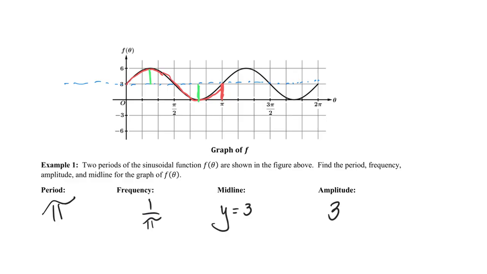Now look what we did. If I start at the y-axis where my angle measure is 0, I started at the midline and went up. That's a sine curve, right? Now, later on we'll find out that I could rewrite any sine curve as a cosine curve. I just have to shift things around a little bit.